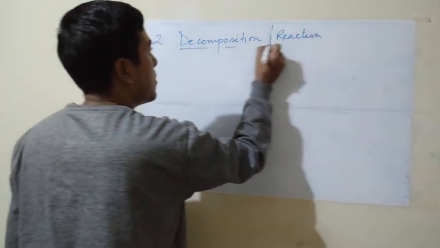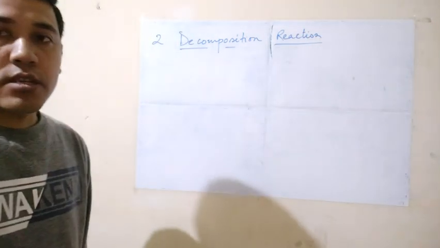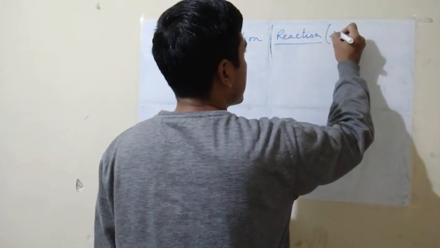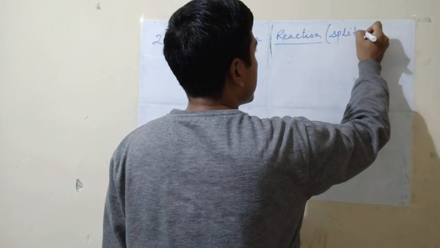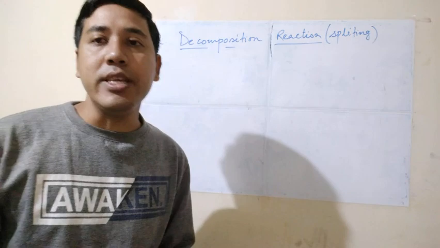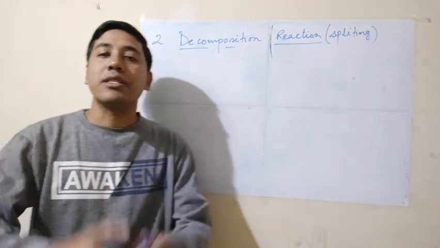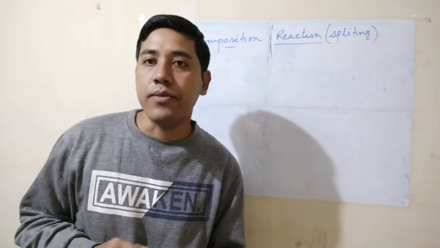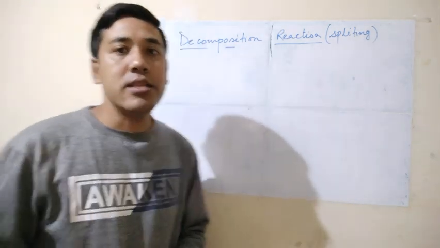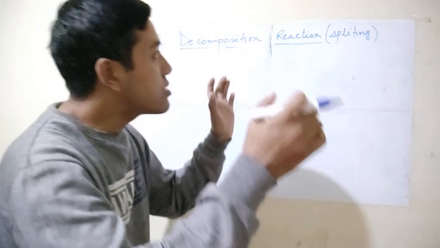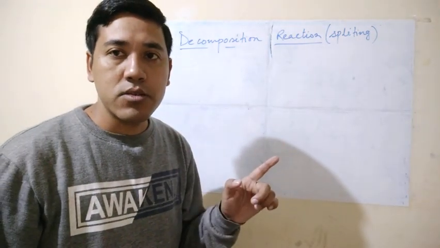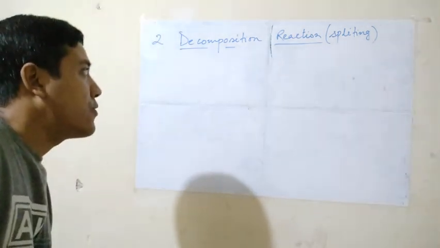What is meant by decomposition reaction? Another name for decomposition reaction is splitting. For breaking or splitting we need one agent, right? For cutting an apple we need one knife, right? Like this, for breaking a stone we need a hammer. Like this, for breaking any kind of compound, it needs one agent. Don't forget. Now I will write the first definition.